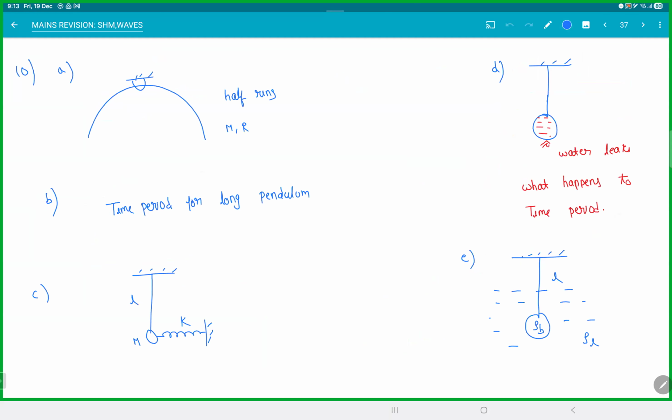Let's get these 4, 5. Half ring. I think this we did in rotational mechanics, but let's do it again if you remember. Time period for a long pendulum. There is a formula. Let's see whether you remember this. We have a pendulum of length L. There is a spring connected. If I displace this way, find the time period for small oscillations. We have a hollow shell filled with water. It continuously leaks. What happens to the time period? We kept a sphere of rho b inside a liquid. Find the time period for small oscillations.